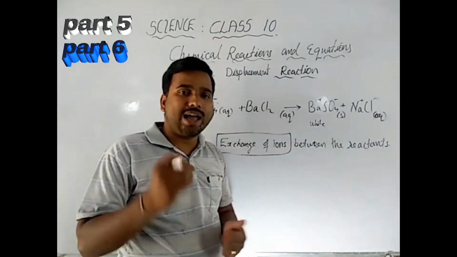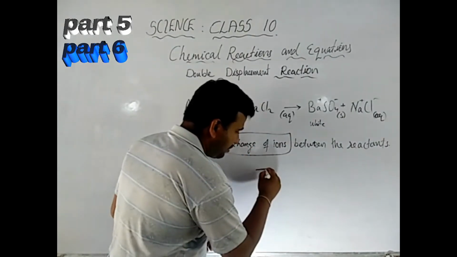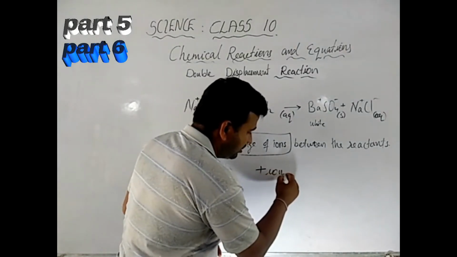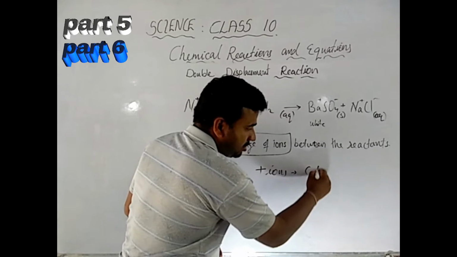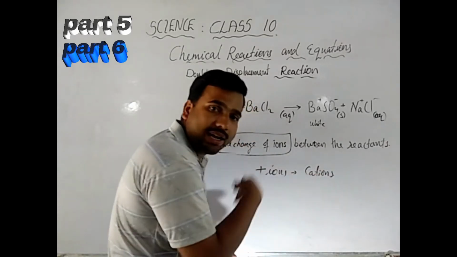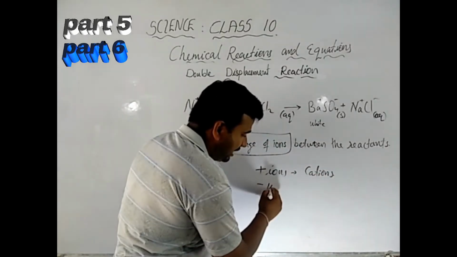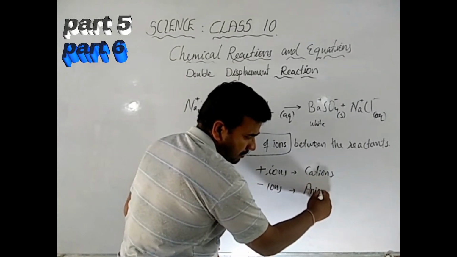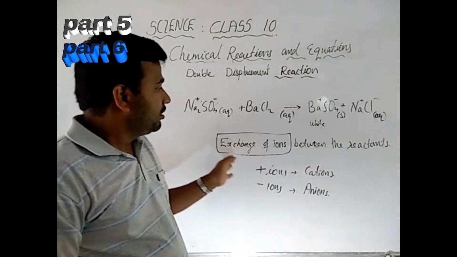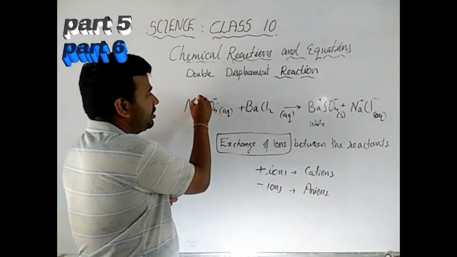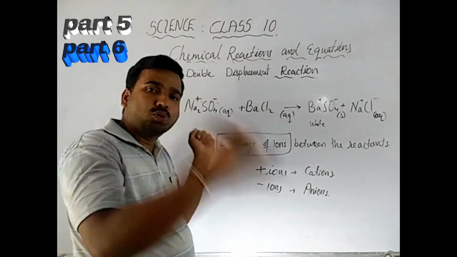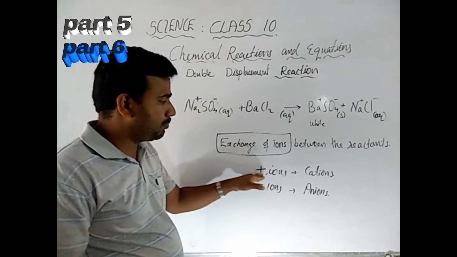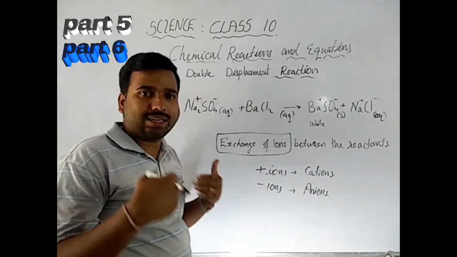What do you mean by ions? We already discussed that there are two types of ions. One is positively charged ions, which are known as cations. And there are negatively charged ions, which are known as anions. As you can see here, metals tend to lose electrons, so they will form positively charged ions. They are known as cations.